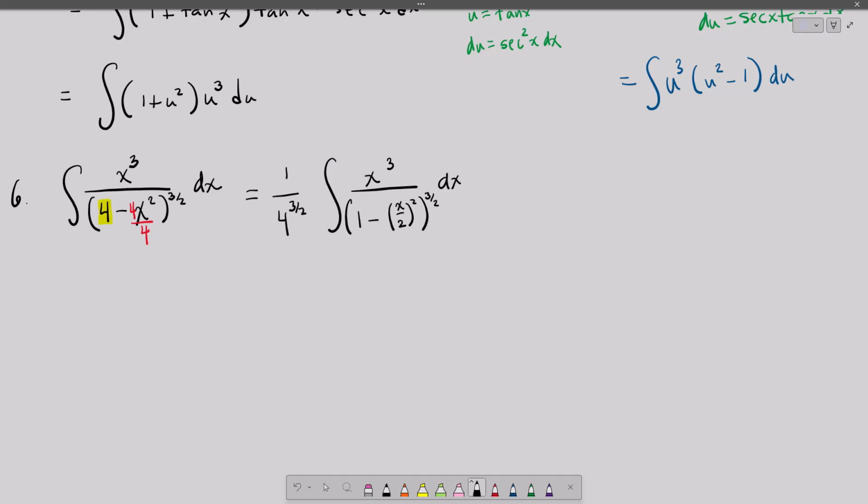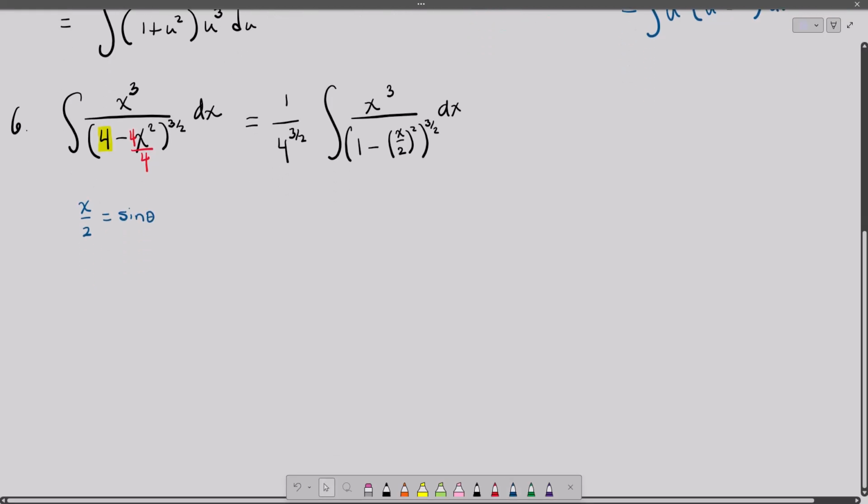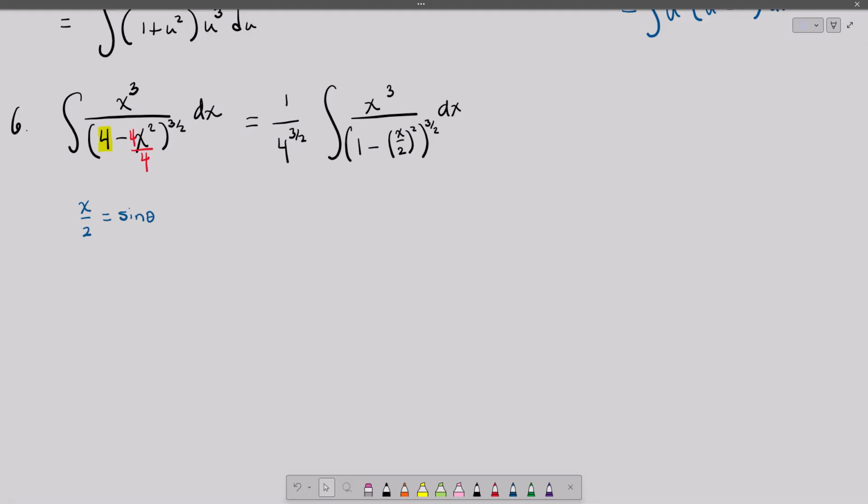Now we're ready for our sine. So we're going to let x divided by 2 be sine of theta. And then we're going to take the derivative or the differential, however you want to think about it.